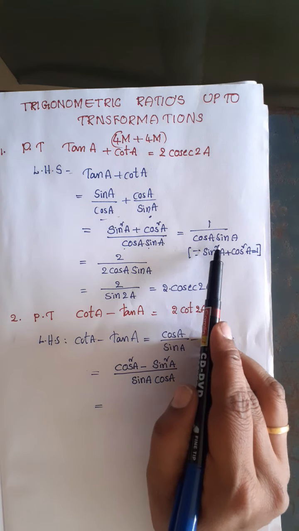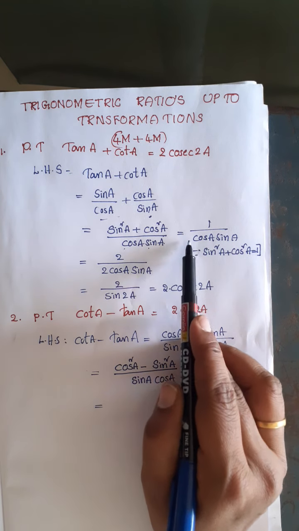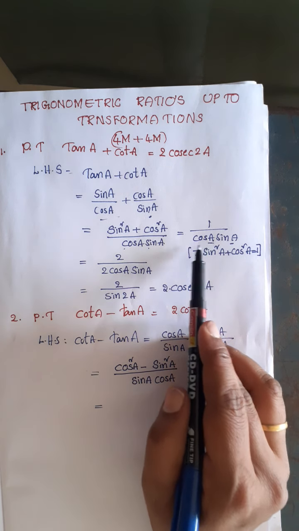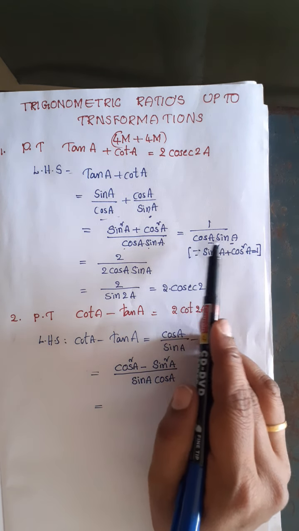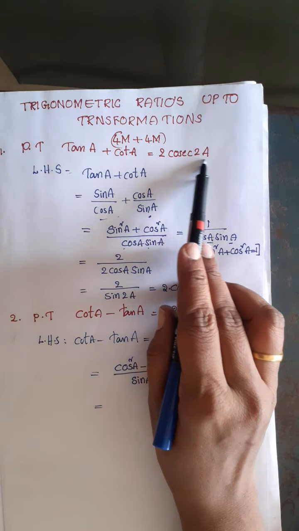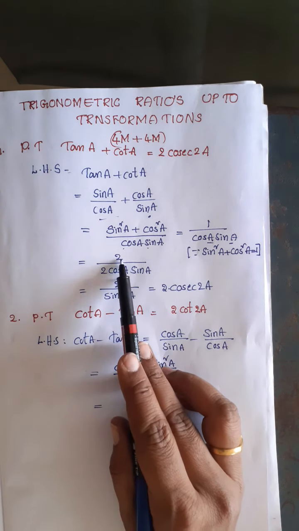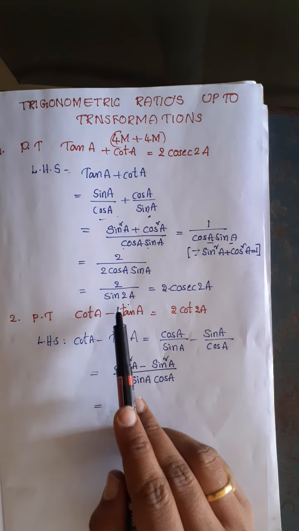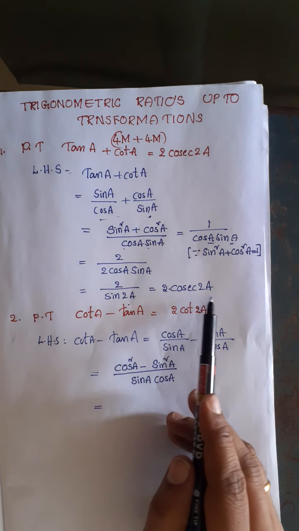So 1 by cos A sin A. By seeing this cos A sin A, same angle here. What can you say here? If you have 2 here, we can write it as sin 2A. The answer is also in 2A. So here multiply and divide with 2. 2 cos A sin A is nothing but sin 2A. 2 by sin 2A, it becomes 2 into cosec 2A.